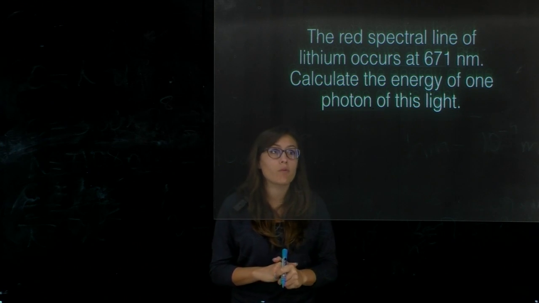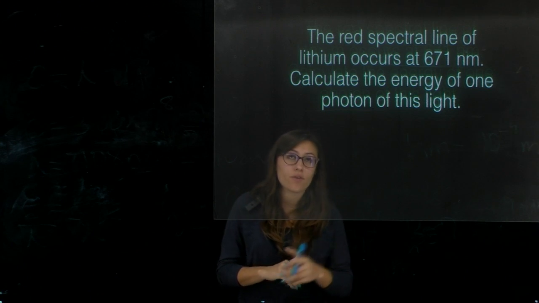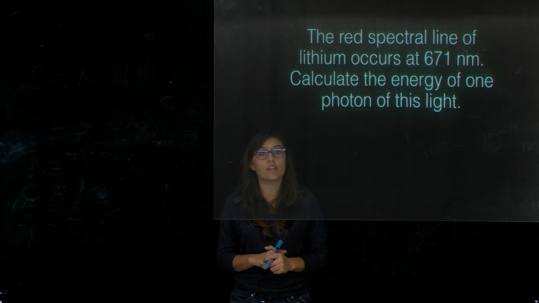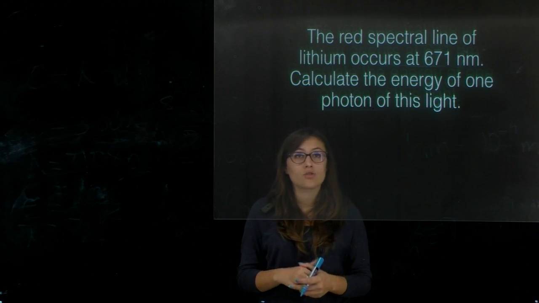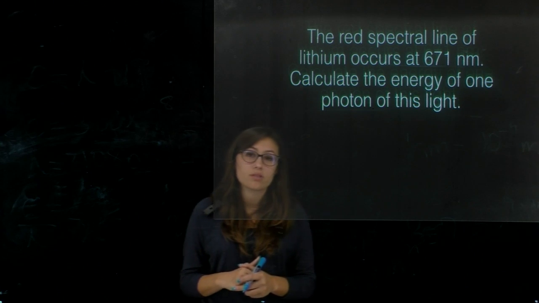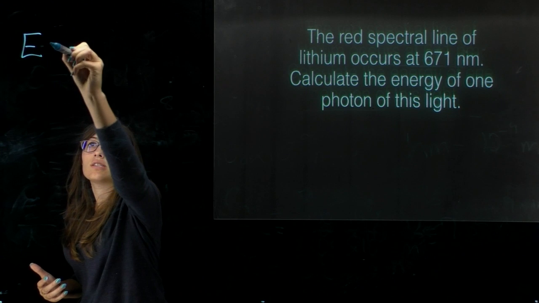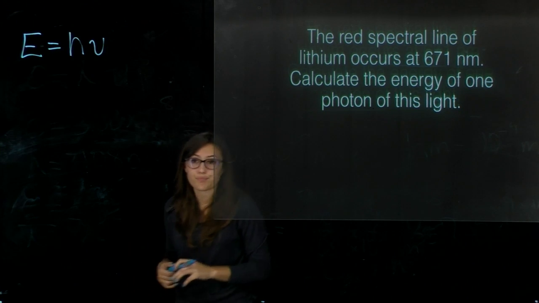Okay, so the following problem that we're going to attempt next states the following. The red spectral line of lithium occurs at 671 nanometers. Calculate the energy of one photon of this light. So the first thing that we want to note is that the energy of a photon is related to the corresponding frequency. And we learned this equation in class, which is energy is equal to Planck's constant times frequency.